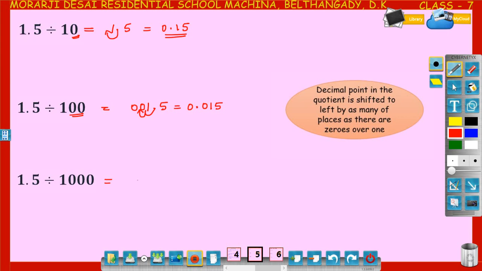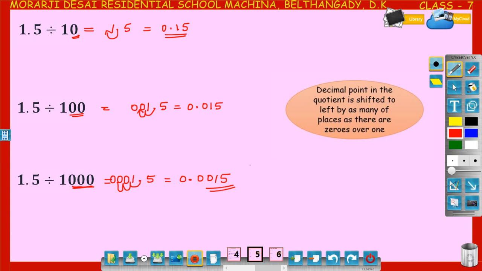Now 1.5 by 1000. Now the point is here. You have to move left by how many steps? 3 steps, because there are 3 zeros in front of 1. So you have to move 3 steps. Here you can move only 1 step. Put 1 zero, 2 zeros, 3 zeros. 1 step, 2 steps, 3 steps. That becomes 0.0015.